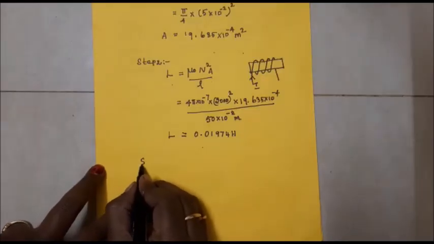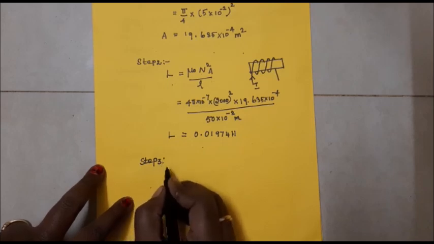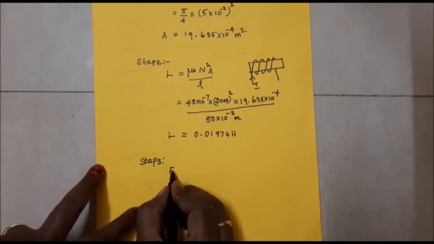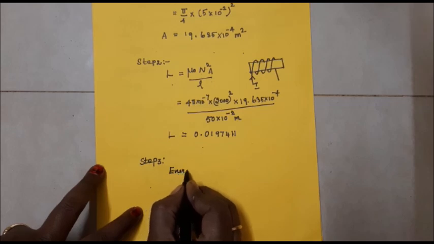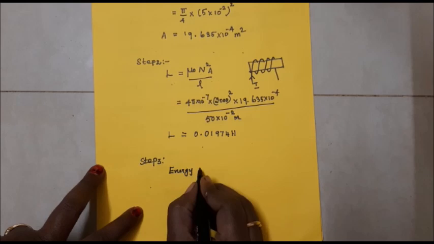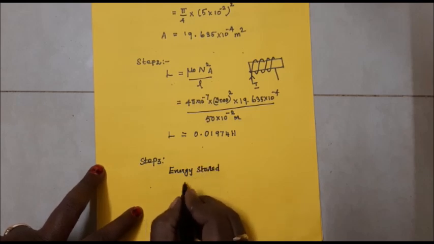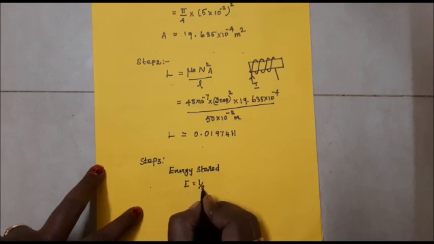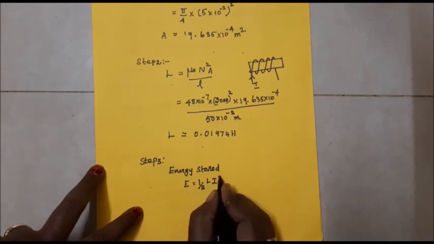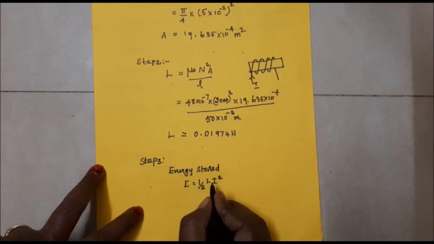Next, we have step number 3. In this step, we are going to find the energy stored in the inductance. We all know that the inductance stores energy in a magnetic field. So the energy stored in the inductance is given by E equal to half L i square. Half L i square is the formula for energy stored in the inductance, whereas a capacitor stores energy in an electric or electrostatic field, whose value is given by half C v square.